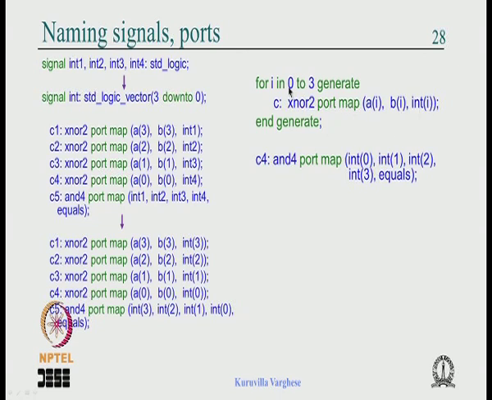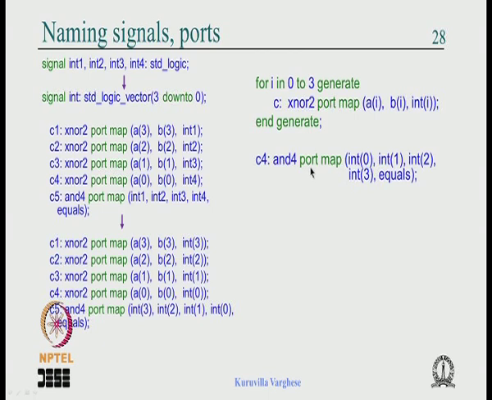That means it goes from A0, B0, int 0, A1, B1, int 1, A2, B2, int 2, A3, B3, int 3. You might ask what happened to the label. We are not giving C of I, you don't need to give it, you just give C, and you will automatically get C0, C1, C2, C3. Don't worry about the label, and ultimately you have to write the instantiation of the AND gate.